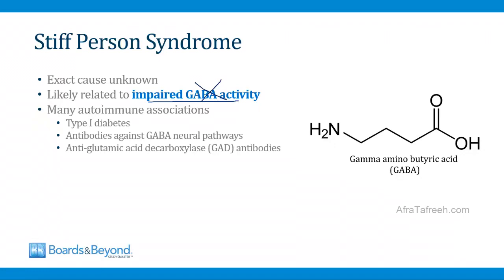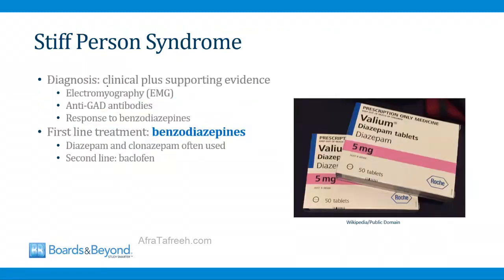There's a lot of evidence for an autoimmune origin of stiff person syndrome. It's more common in patients who have type 1 diabetes, and then many patients with stiff person syndrome have certain types of antibodies. Some have antibodies against GABA neural pathways, and others have anti-GAD antibodies, which are anti-glutamic acid decarboxylase antibodies.